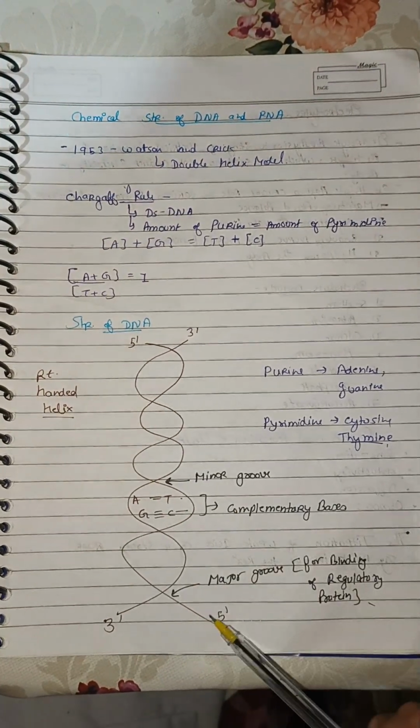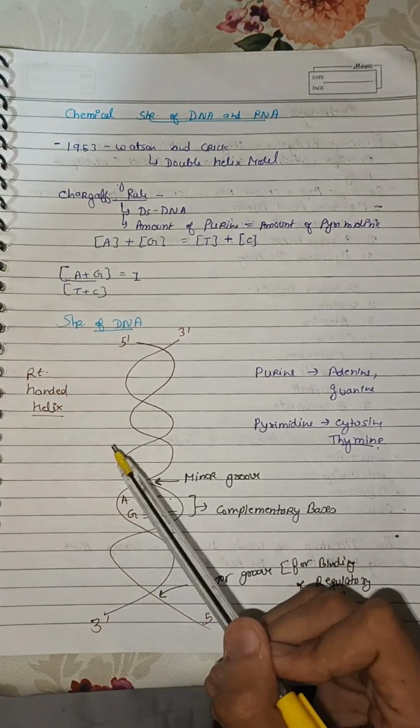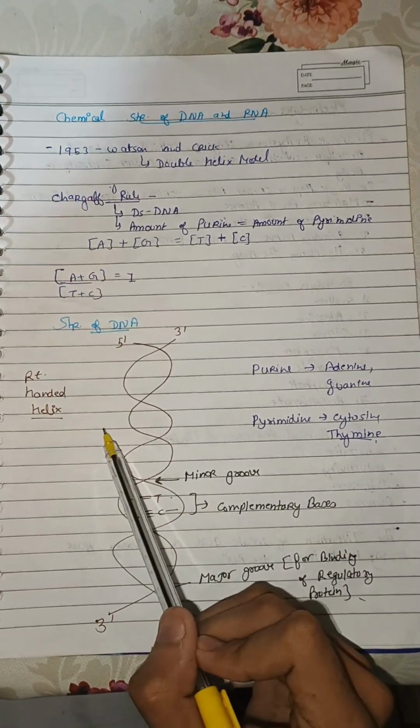This is the 5 prime to 3 prime, and this is the 3 prime to 5 prime, which is the anti-parallel structure of DNA. This is the right-handed helix structure.